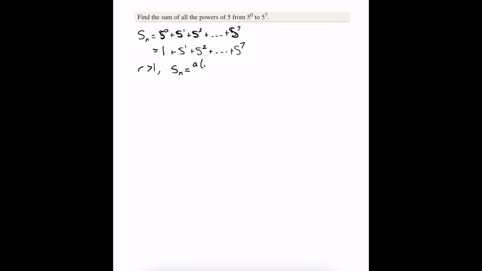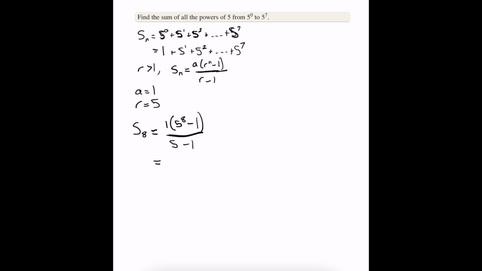Sn equals a outside of r to the power of n minus 1 over r minus 1. So a we know is 1, r we should know is 5. We can see the common ratio is 5. So that means the sum of the first 8 terms, which is this here, is equal to 1 outside of 5 to the power of 8 minus 1 over 5 minus 1.